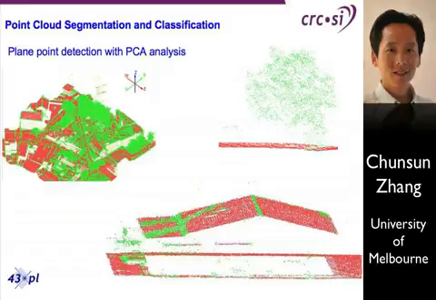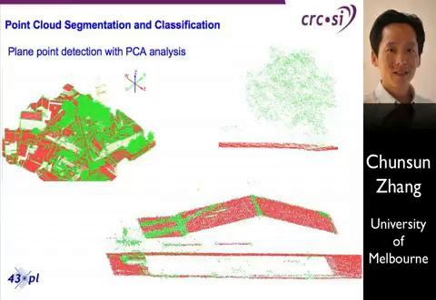This is the first example, showing the detection of plane points. The algorithm works very well. You can see here on the roof, we get these plane points, shown in red, fully automatically. We also detect the points at the edge, at the intersection of two planes. These points have linear characteristics, so they are not classified as plane points.